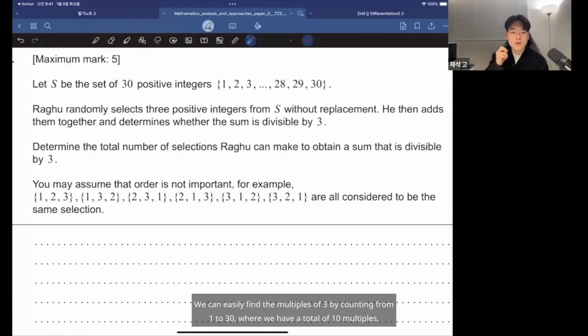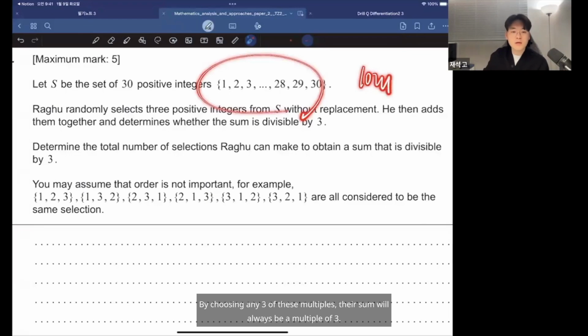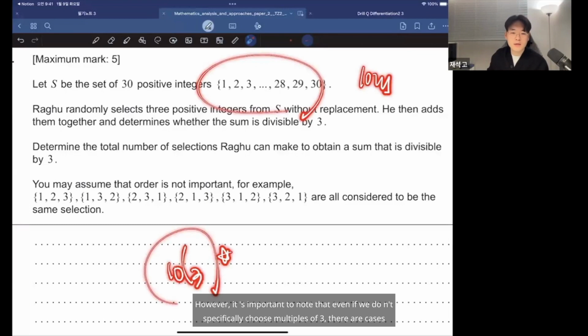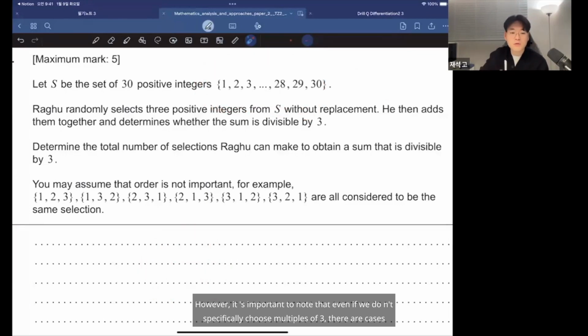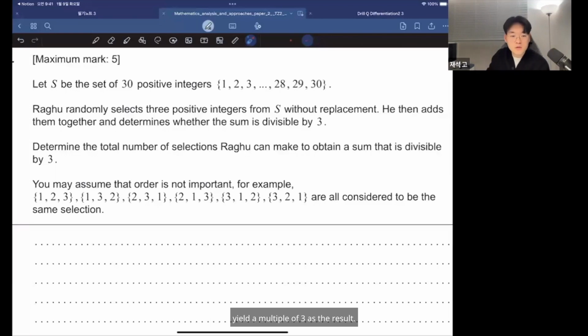We can easily find the multiples of 3 by counting from 1 to 30, where we have a total of 10 multiples. By choosing any 3 of these multiples, their sum will always be a multiple of 3. However, it's important to note that even if we don't specifically choose multiples of 3, there are cases where adding up 3 numbers can still result in a multiple of 3. For example, selecting 1, 2, and 3 would yield a sum of 6, which is a multiple of 3. Therefore, the key to solving this problem is to focus on adding up multiples of 3, as this will consistently yield a multiple of 3 as the result.